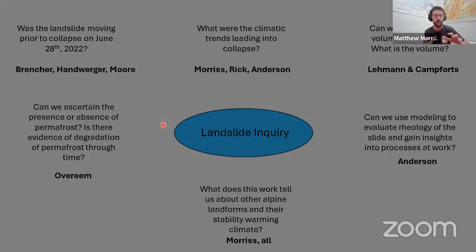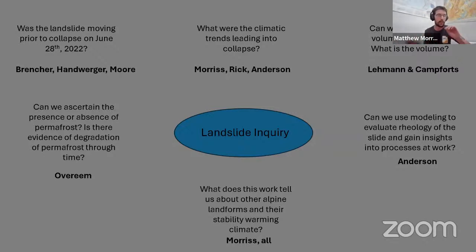So again, this landform had been mapped as a rock glacier previously. Is it a rock glacier, or is it some other periglacial landform, or is it just a remnant of an older landslide? And then what can we say about the actual initiation of the landslide through some modeling work? And then finally, what does all of this tell us about the future of alpine stability in a warming climate?